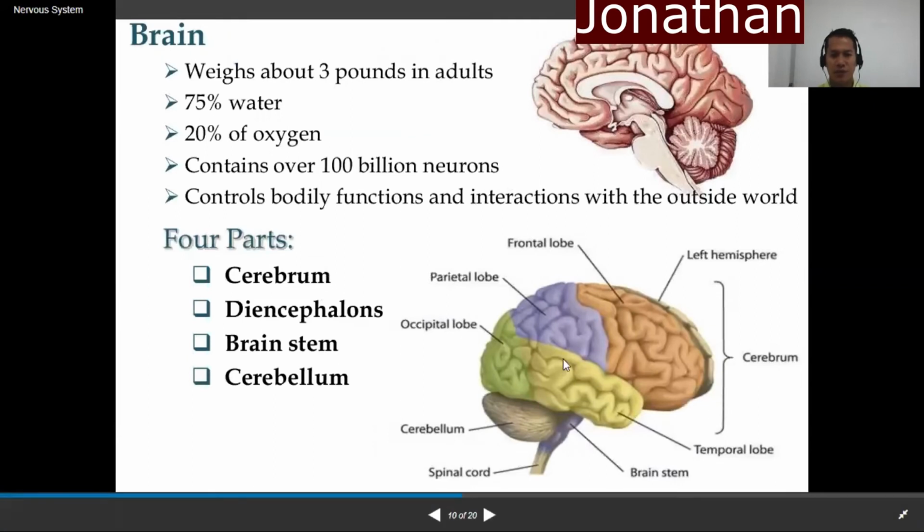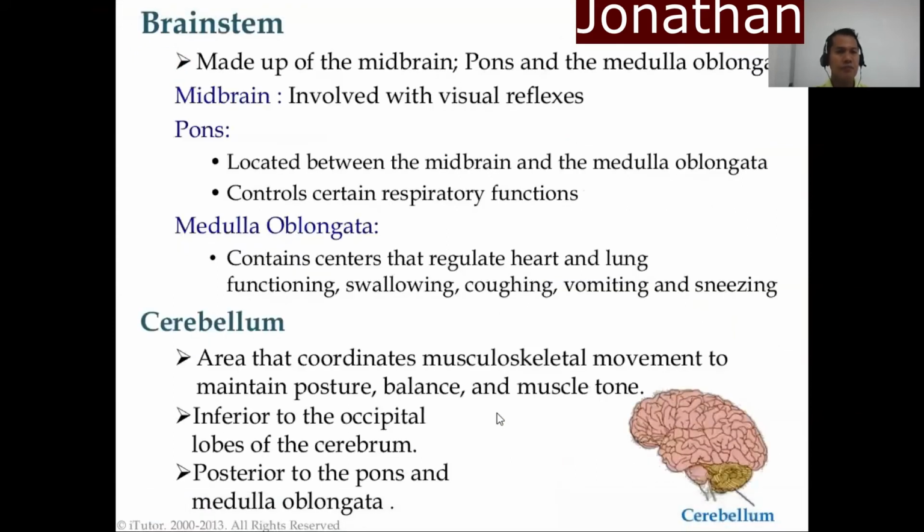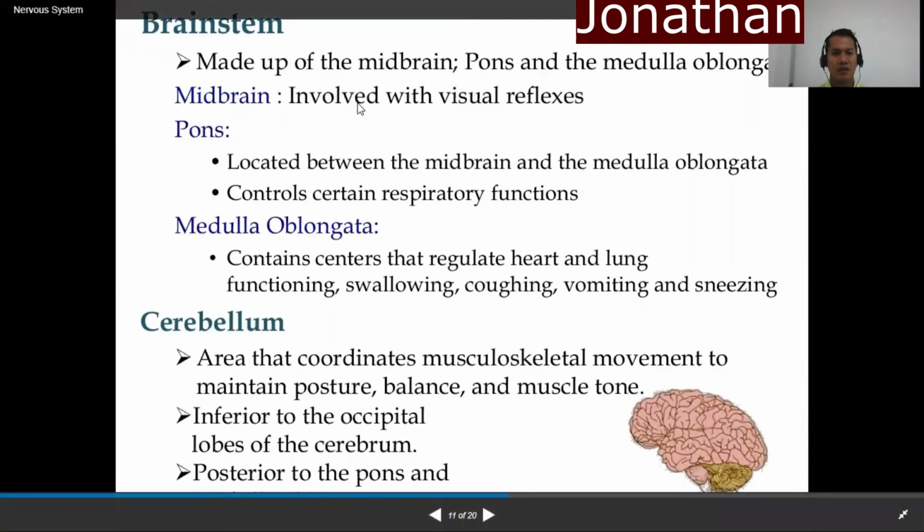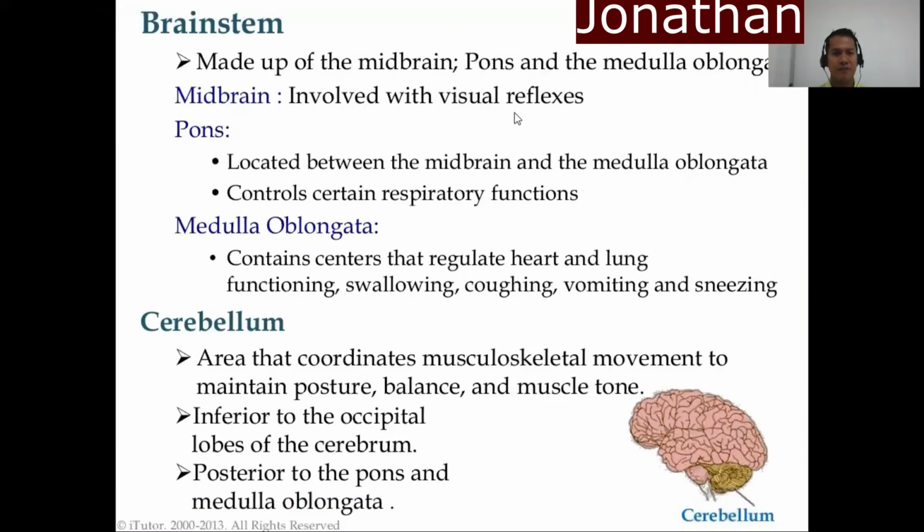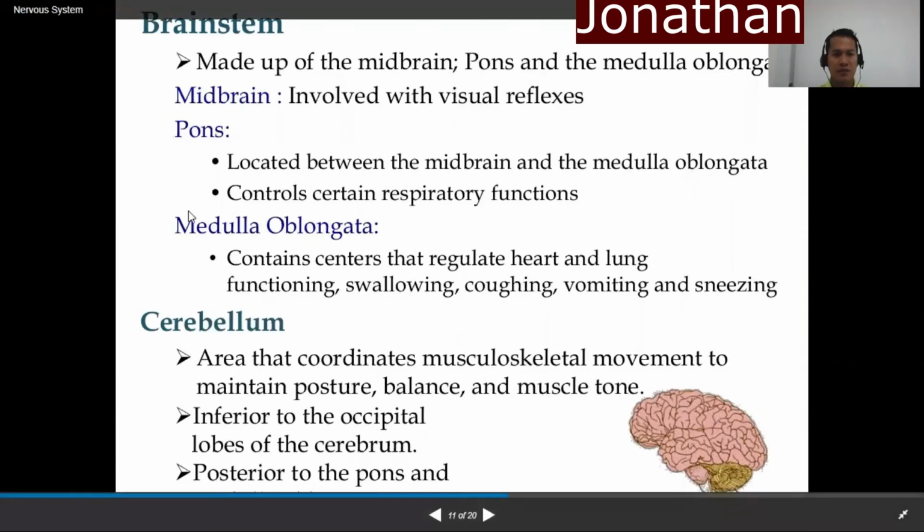There are the cerebrum, the diencephalon, the brainstem, and the cerebellum. The cerebrum is this part. Let's talk about their functions. The brainstem is involved in visual reflexes, all the visual reflexes. There are two parts, the pons and the medulla oblongata.